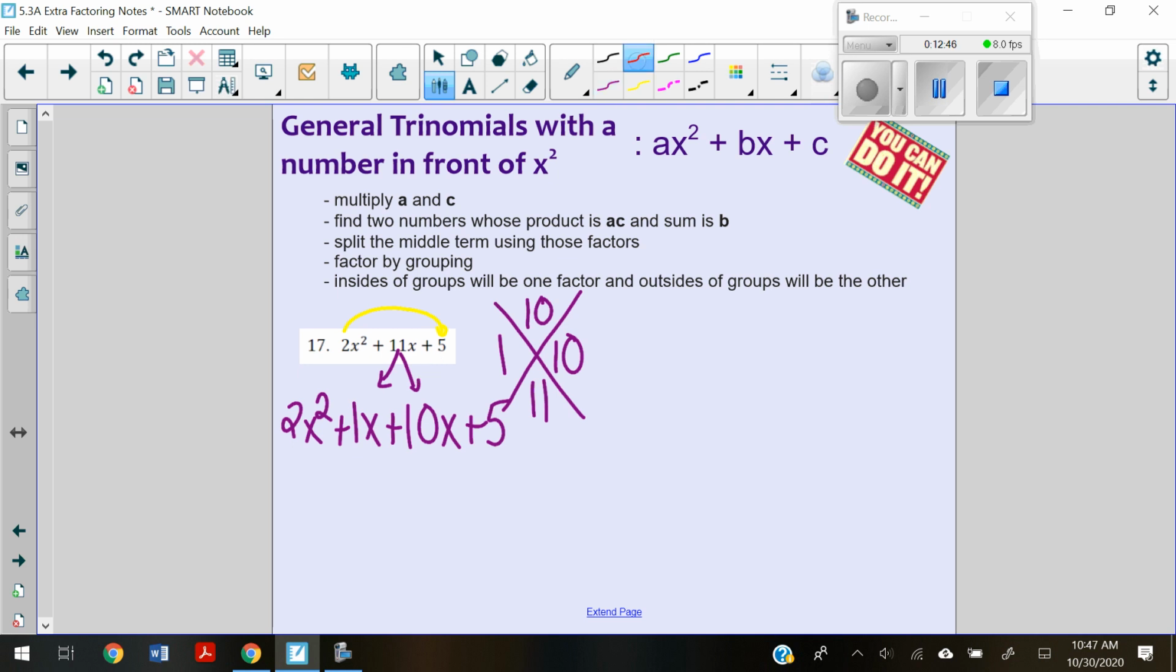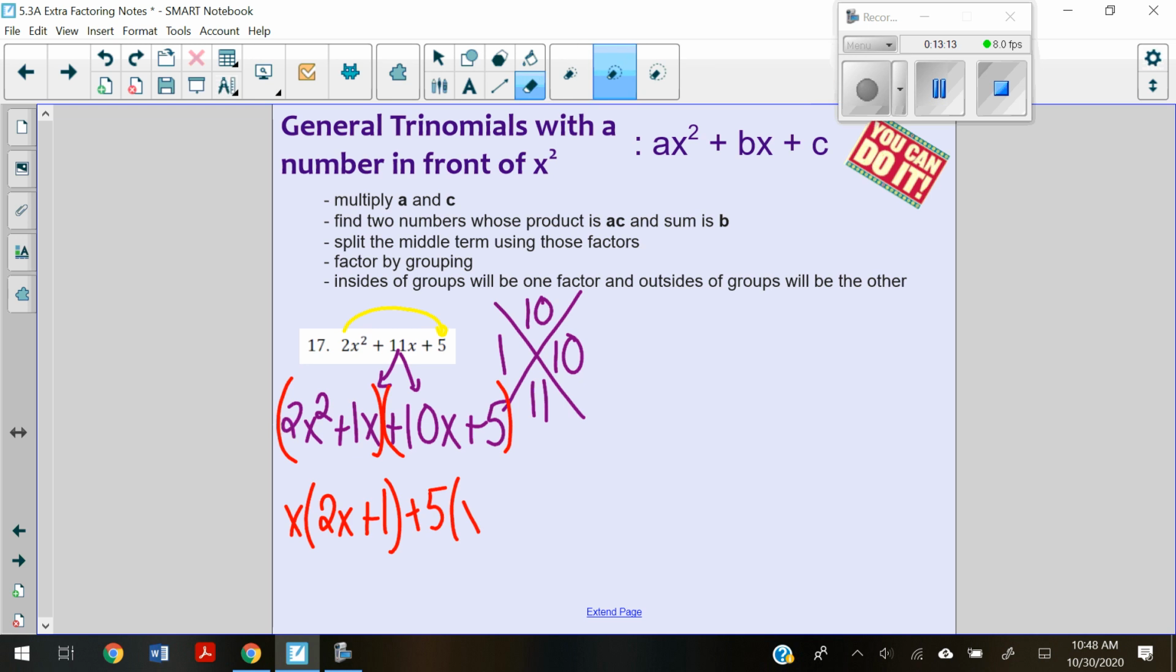So now we're going to tackle our grouping. I'm going to put my parentheses around my first two and my parentheses around my last two. So what can I divide out of 2x squared plus 1x? Really, the only thing I can take out of both of those is an x. So we end up with 2x plus 1. So 10x plus 5, what can I divide out of 10 and 5? I can divide out a 5.